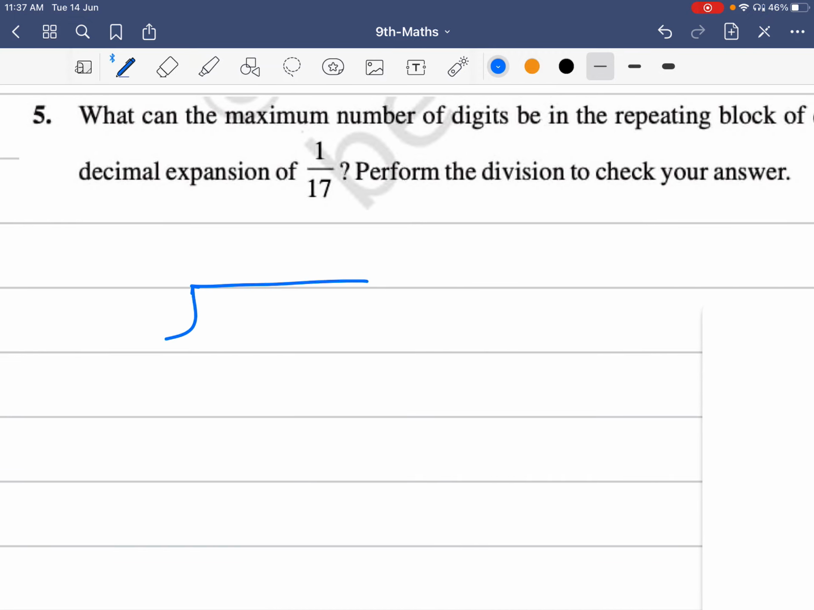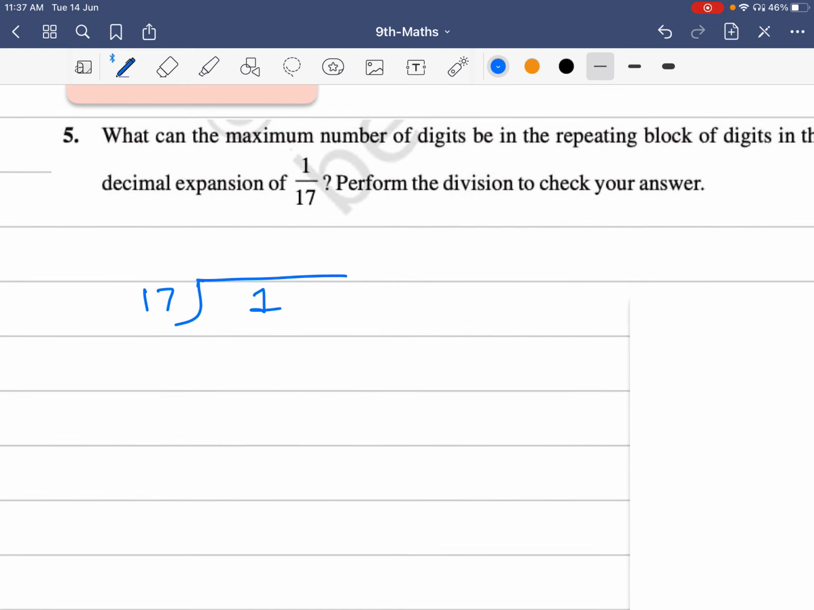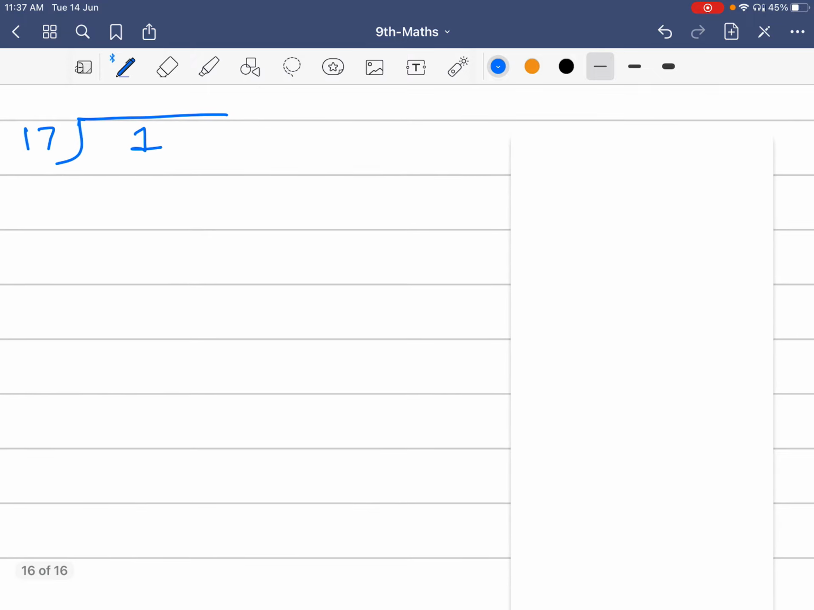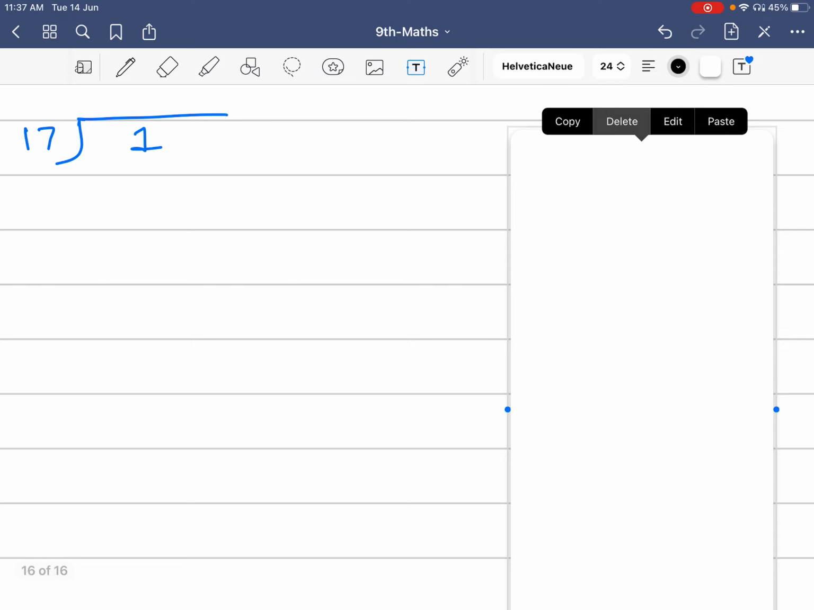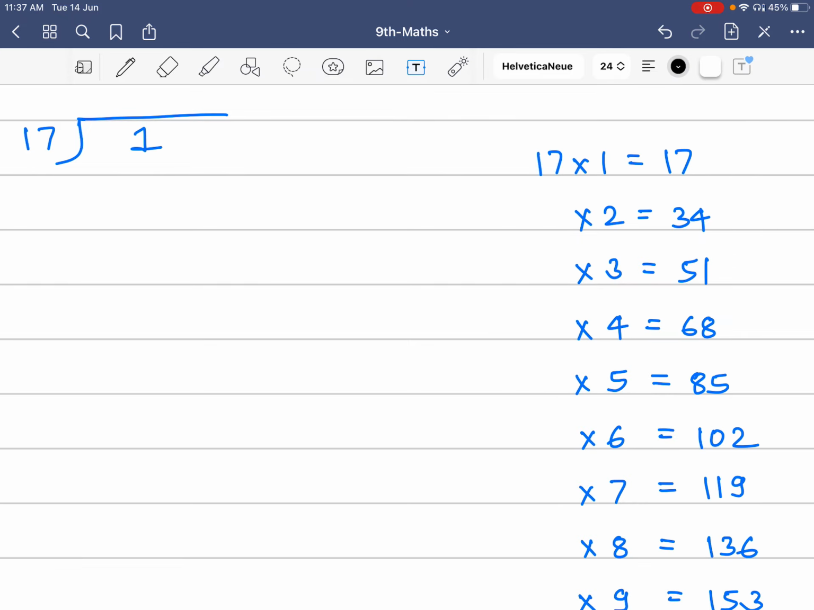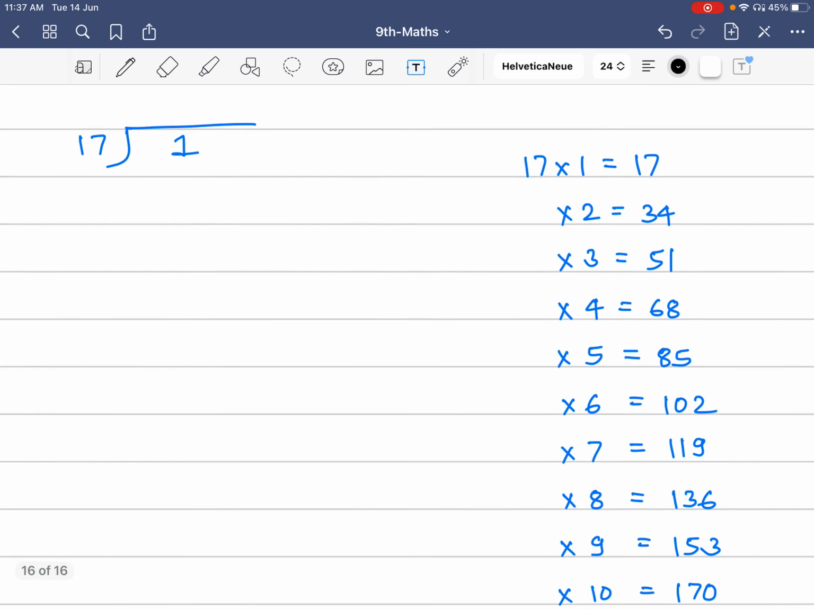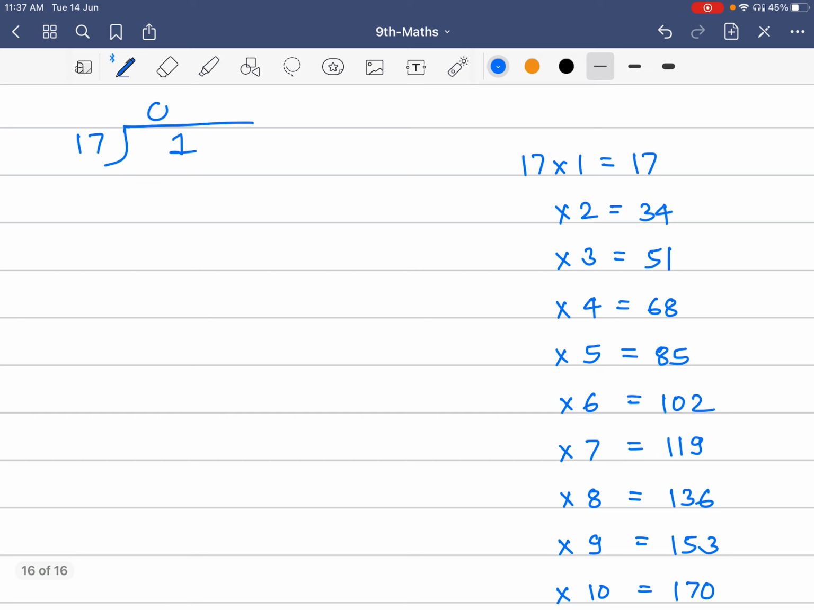So I'm going to write it like this. 17 is my divisor and 1 is my dividend. For this we are going to need the help of a table of 17, so I've already noted it down here. This is our table of 17: 17 times 1, 17 times 2, and so on. So let's start. First of all, it is going to be 0 point.